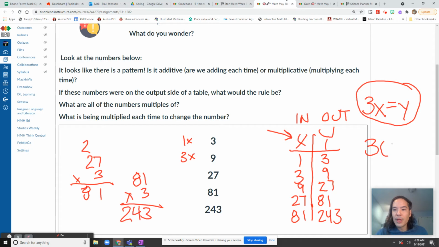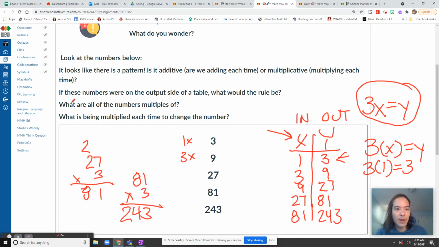Remember, anytime you have a number next to a letter with no symbol, it means multiply. So it could look like either one of these where you have the parentheses. If it's easier for you to put the parentheses, you can put the parentheses. And that way, whenever you just fill in the number, you have the answer. 3 times 1 equals 3, right? We replaced x with 1. 3 times 1 equals 3. That gave us our y. So our rule is 3 times x equals y.